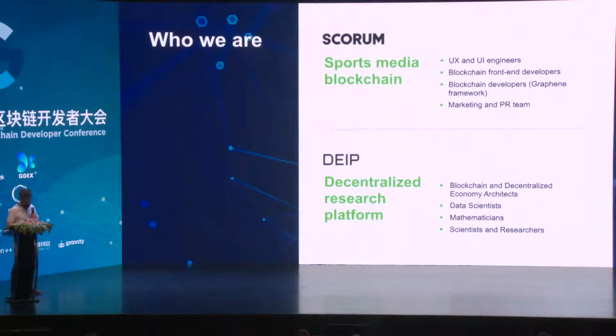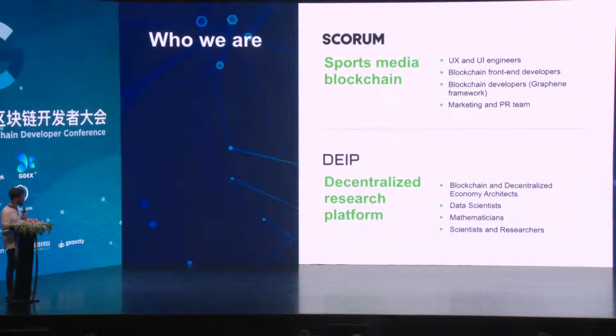So let me add a few words about the people who are working on building the new infrastructure for Graphene. We have two great teams, each one brilliant in their specific expertise. Scorum is a sports media blockchain with a decentralized advertisement system and betting exchange. Scorum is already live, and soon new functionality will be delivered. At Scorum, we have a great team of front-end and blockchain developers, a great marketing and PR team, and for sure UX and user interface designers.